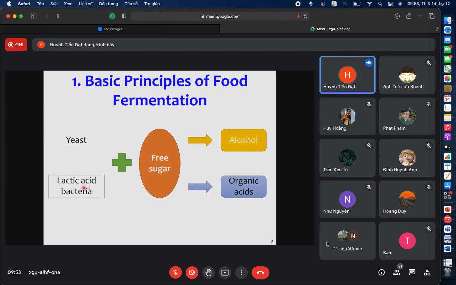Okay, so the yeast and the lactic acid bacteria use the free sugar to convert into alcohol. In the yeast, we call that alcoholic fermentation. For the lactic acid bacteria, they use the free sugar and convert it into organic acid, mostly lactic acid. Okay, that's almost the genus of fermentation.